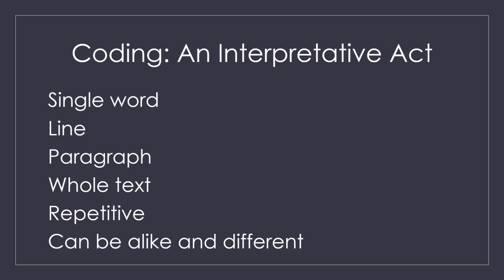So one of the things that came up when we were coding as a group was, do we code every single word? And the answer is it depends. You can do multiple texts. You can do a whole text, paragraphs, things that repeat. You can go line by line. You can look for things that are alike, things that are different. So you have to decide how you're going to code and make sure that that process is consistent across your data points.